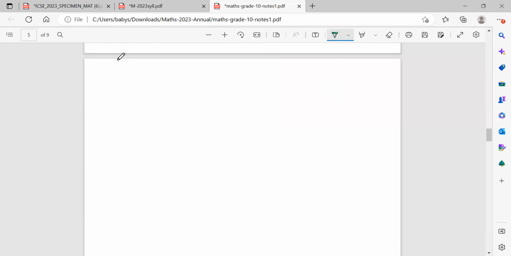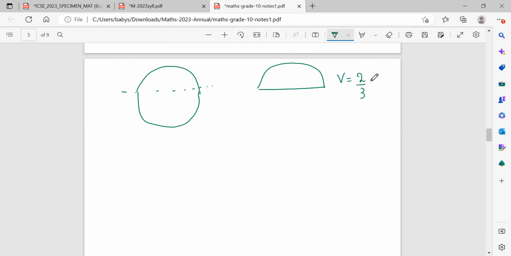Moving on, if it's a hemisphere, like the Earth's equator is the dividing line, you'll have half of a sphere. So naturally, volume of sphere is 4 by 3 pi r cube. Half of 4 is 2, so 2 by 3 pi r cube will be the volume of the hemisphere.